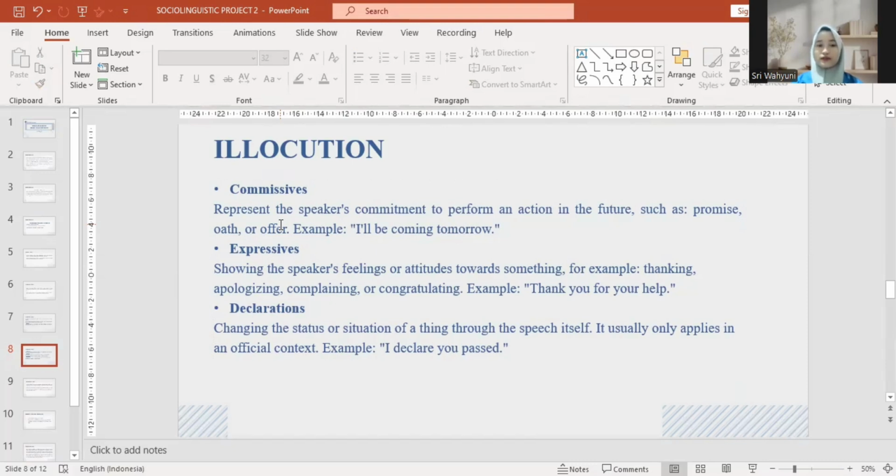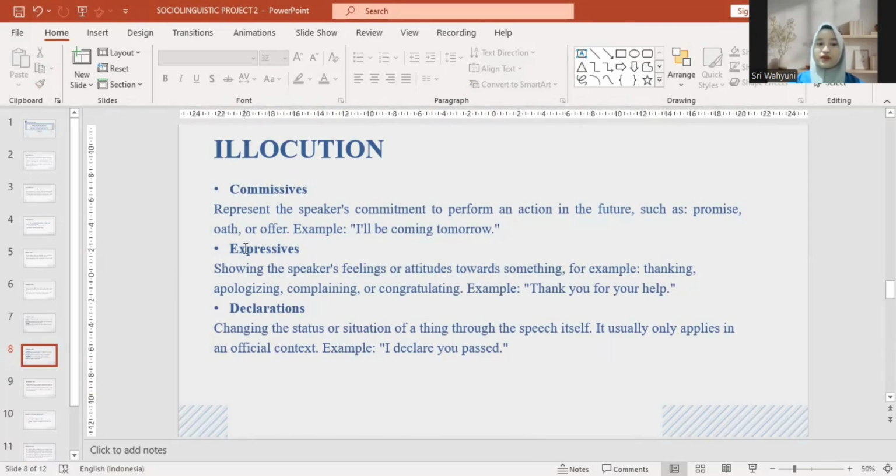Next is commissive. It represents the speaker's commitment to perform an action in the future, such as promising or offering. For example, I will be coming tomorrow. This sentence is a commissive because the speaker is committed to doing the action, that is coming.